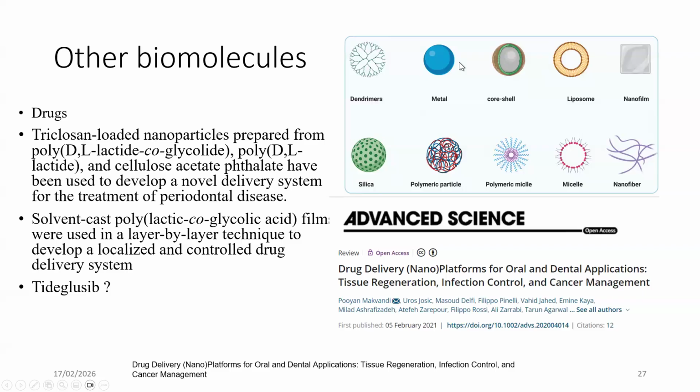Now the image shown on the top right is showing you different things. There are dendrimers, metal core shell, liposomes, nanofilms, nanofibers, micelles, polymer micelles, polymer particles in silica. All these agents have been used to entrap a drug, if not entrap, then coat it outside. That is one way to do it, and their chemistries govern how they are used.